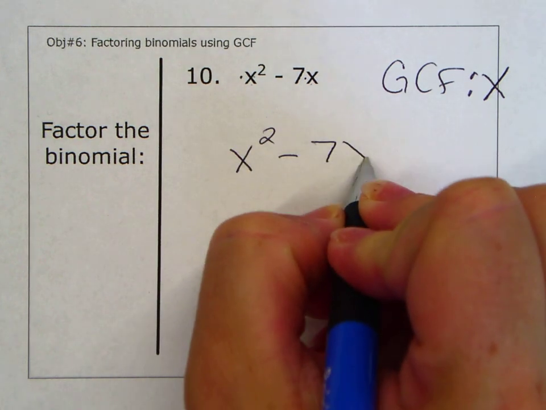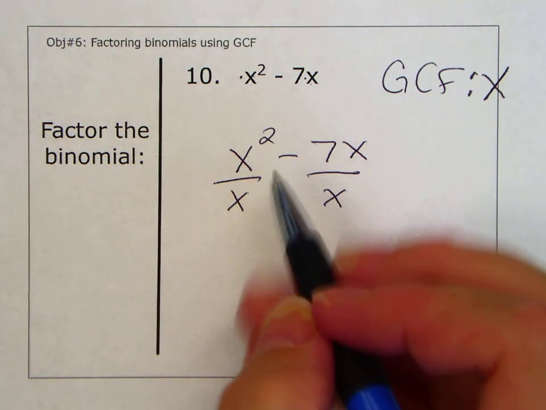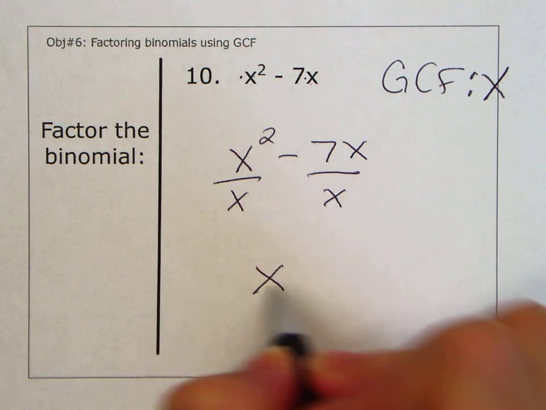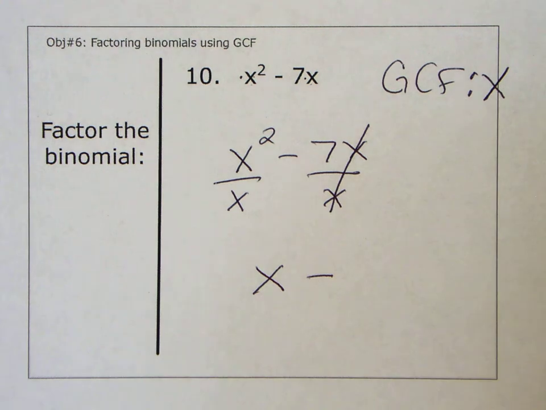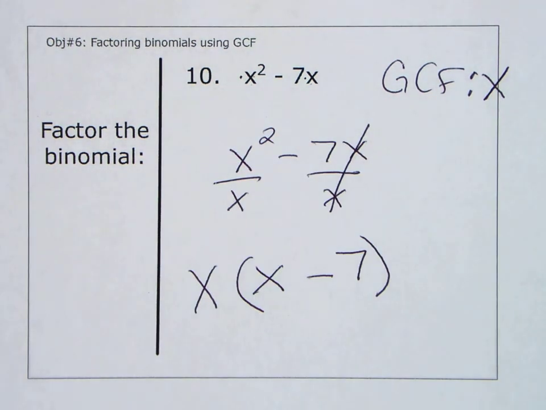X squared minus 7x over x. X squared over x is x minus, these x's cancel, 7. Parentheses, x on the outside. It's so simple that it's confusing.